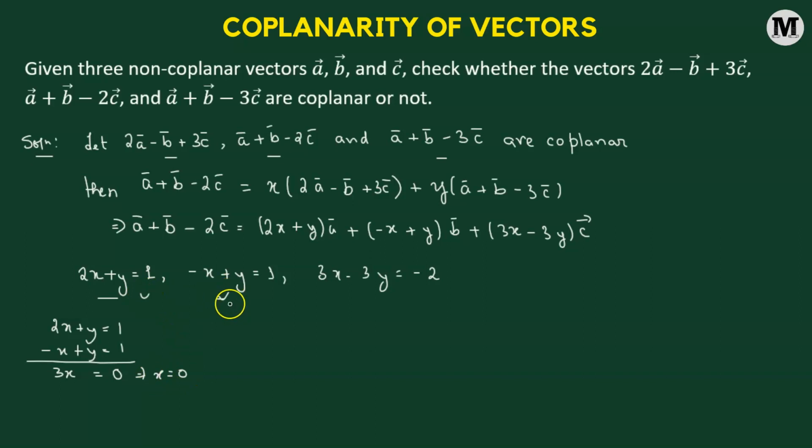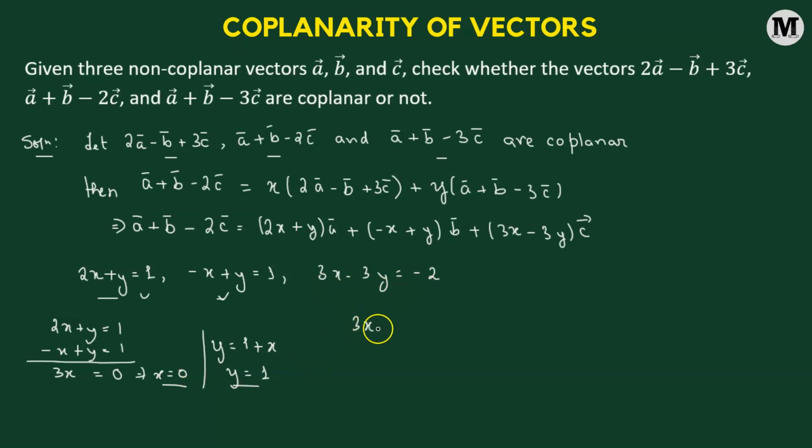Now we can take any one of the two equations and find the value of y. Let's take this equation. So y is going to be 1 plus x, since x is 0. So the y value is going to be 1. So here we have obtained the solution of x and y as 0, 1 when we solve these two equations. And these two values must satisfy this third equation.